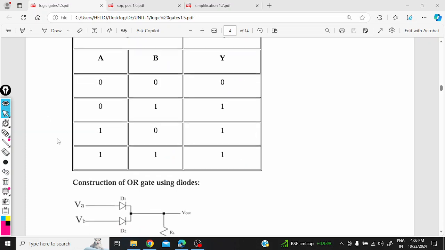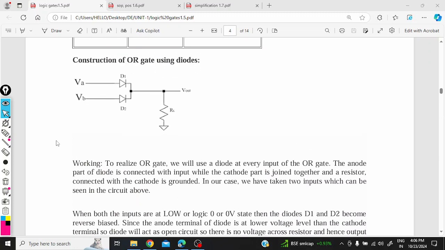Let us see the construction using diodes. This is the diode construction. If you observe, VA and VB are the two voltage supplies which we are providing to diode D1 and diode D2, with a load resistance connected at the output terminal, and Vout taken as the output voltage.